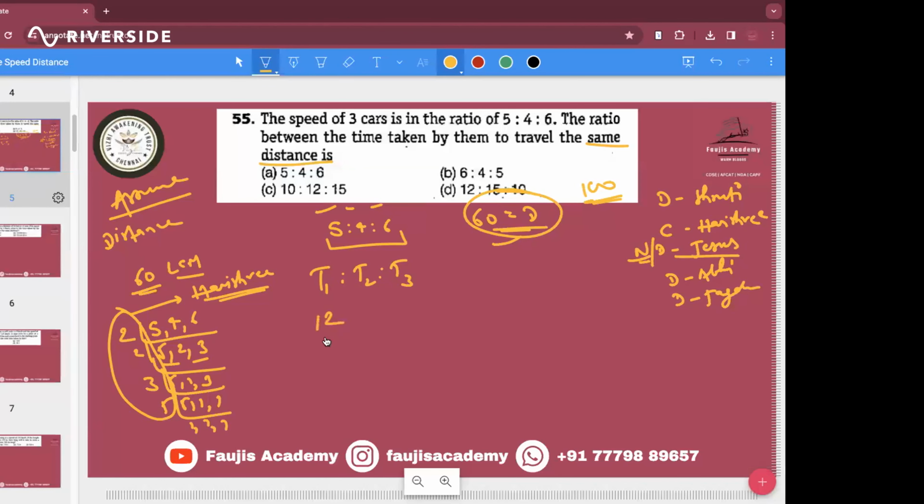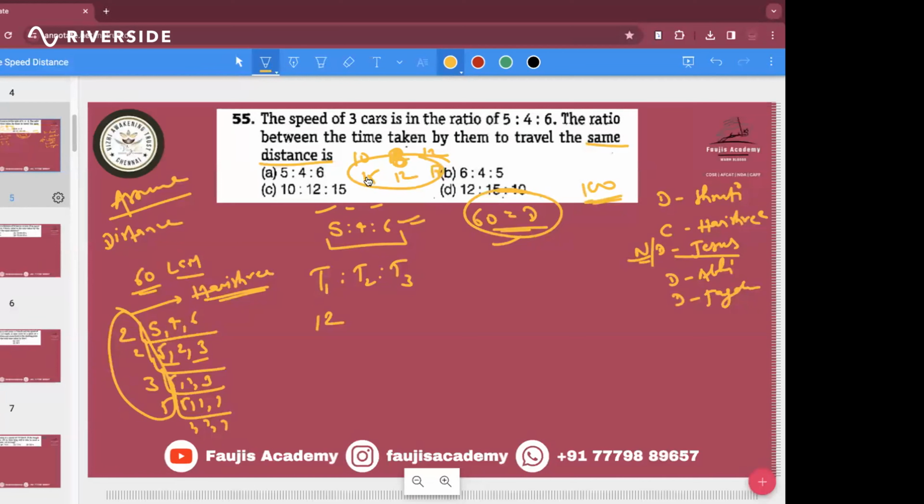60 by 5 is 12. Then for T2, distance by speed, distance is 60, speed let's assume 4. Since it's in the ratio, we can assume any number, or we assume 10, 8, 12, or 15, 12, 18. Whatever you want to assume, you can assume. The answer will remain the same.